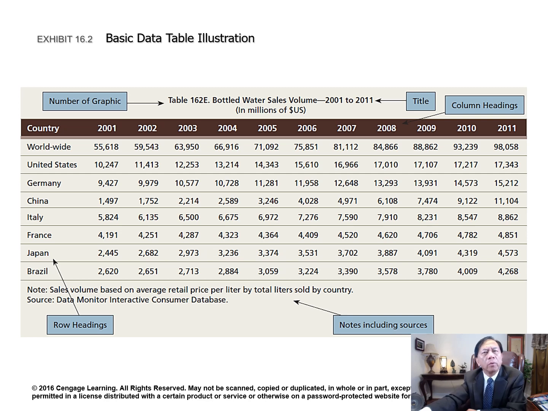You can see worldwide is increasing rapidly. The United States is increasing very fast. Okay, Germany, yeah, it's increasing. China is increasing. Everywhere is increasing. Right? And then you have notes, including source information. Where do you get the information? Okay, that's a good basic table illustration here.